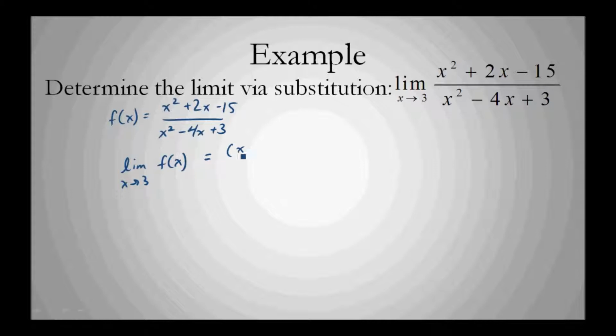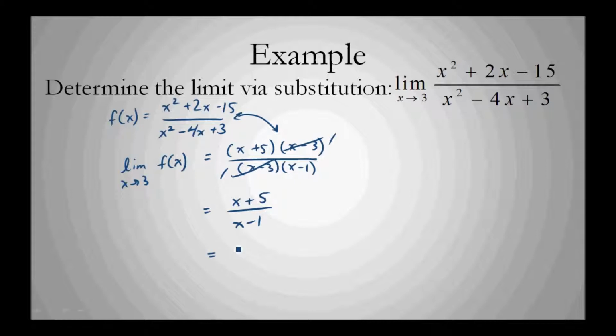So what we do is we factor the top into x plus 5, x minus 3, over x minus 3, x minus 1. So this and this are equal, just in a factored form here. So we can cross these two out because they're the same and we get 1 over 1. So the limit of f of x as x approaches 3 is x plus 5 over x minus 1. Now we can substitute in 3 to get 3 plus 5 over 3 minus 1. And so the limit of f of x as x approaches 3 is equal to 4.